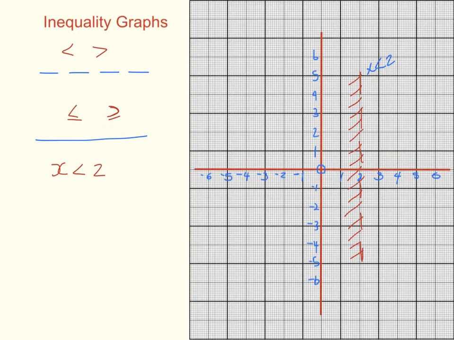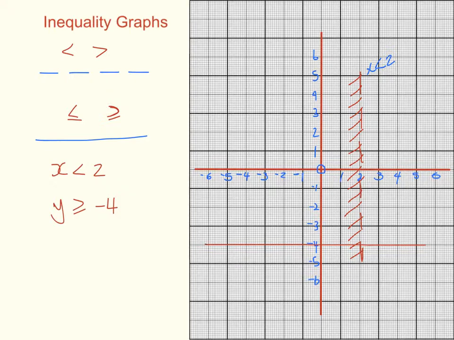Alright, now let's carry on. I'm just going to do one more to get us into practice. We can go for y is greater than or equal to minus 4. So go to the y-axis, find where minus 4 is. Minus 4 is just there. Because this is greater than or equal to, I am going to need a solid line for that. So I will now draw a solid line going through minus 4, as we've just agreed.